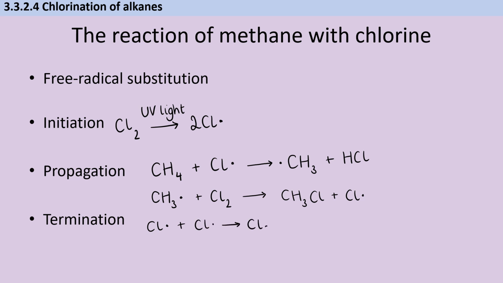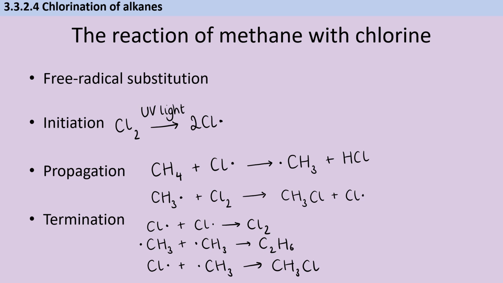So we could have a chlorine free radical and a chlorine free radical joining back together to make a chlorine molecule, in kind of the reverse of that initiation step. But we could also have two methyl free radicals joining up to make an ethane molecule. Or if we had a chlorine free radical and a methyl free radical joining up, we could also make chloromethane in that way.